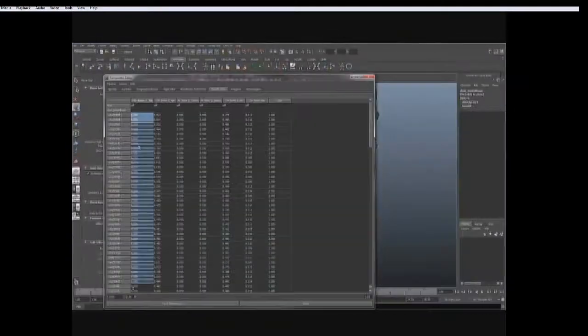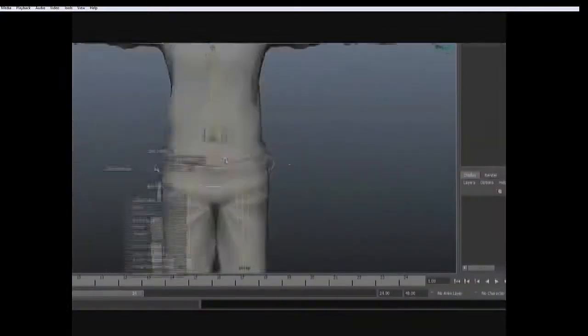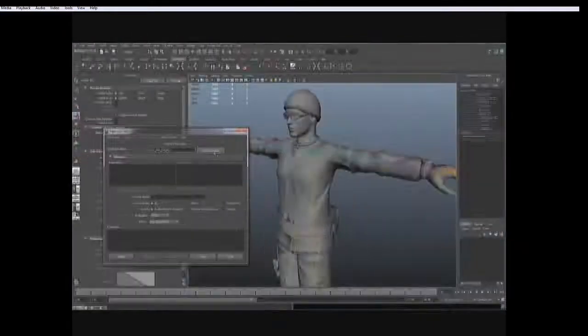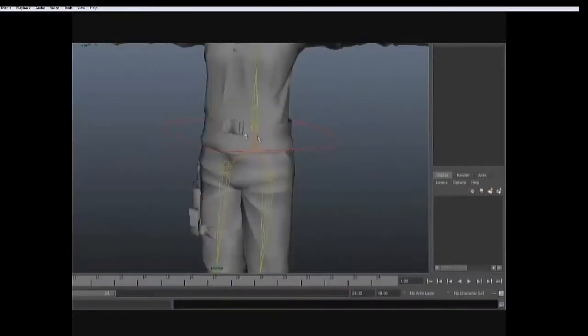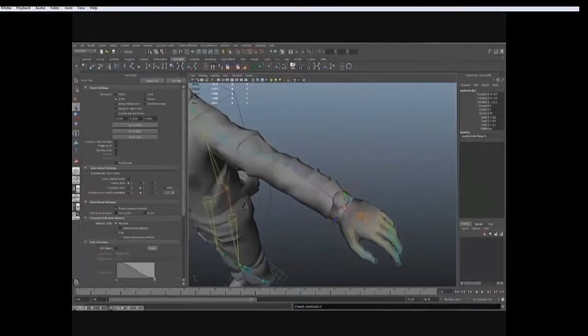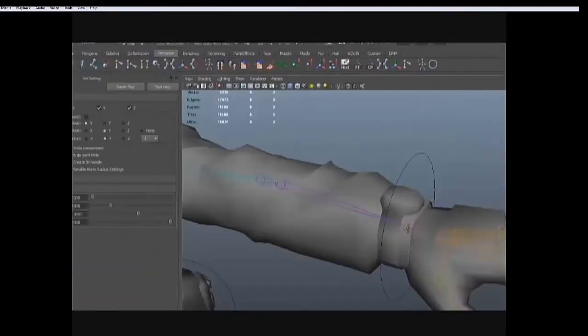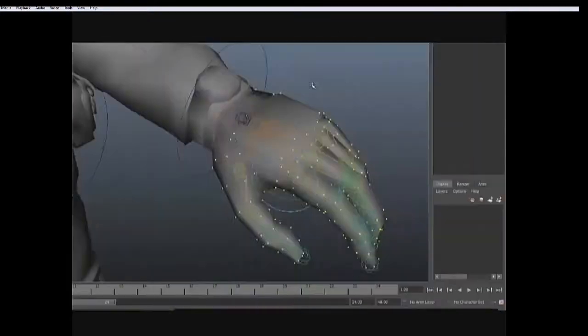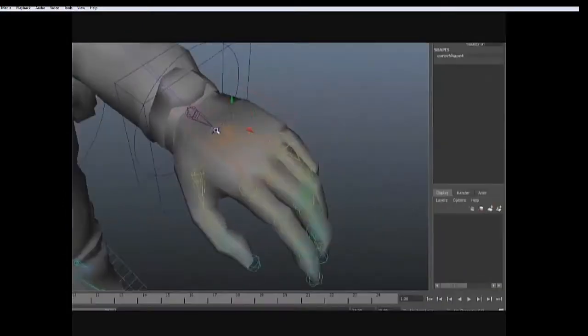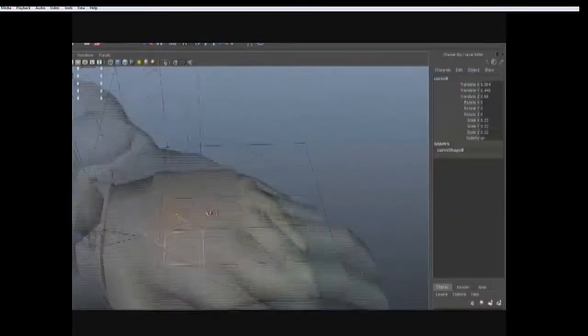Here are the pole vector controllers, one for each leg, obviously. The hip control, chest controller, wrist controls. Here I'm making sure that when the wrist rotates, the sweater doesn't get deformed. The finger controls, you just saw.